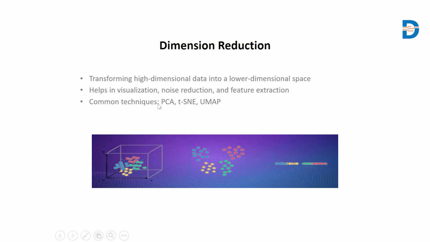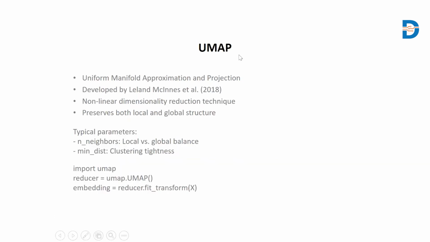Common dimension reduction techniques are PCA, t-SNE, and UMAP. These are the different dimension reduction techniques, and in this video we will discuss UMAP. UMAP is Uniform Manifold Approximation and Projection. This technique was developed by Leland McInnes in 2018. This is the latest technique.